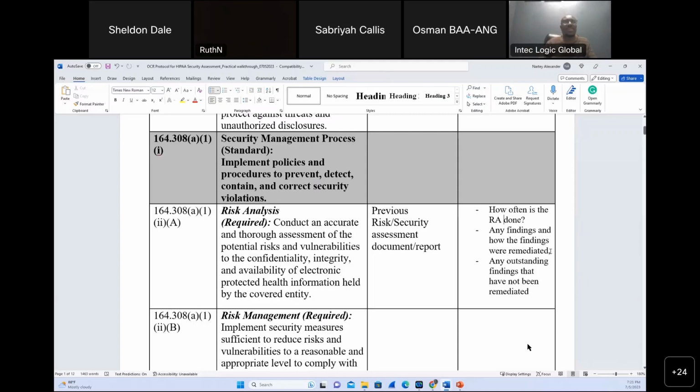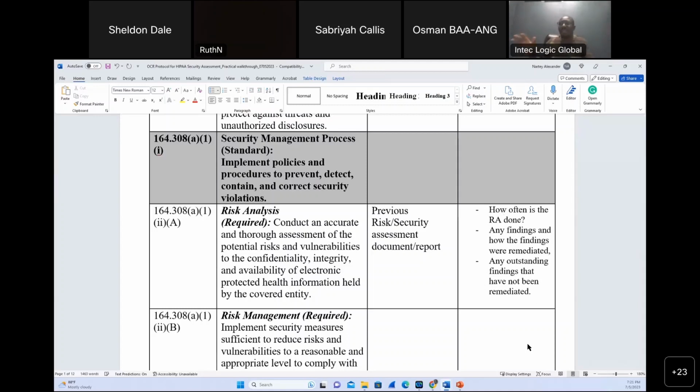Yes, when you perform assessment, you want to find your weaknesses. You want to find the areas where you are falling short, so that you can close those gaps, right? And when they did the assessment and found those gaps, did they close them? Did they fix those gaps? Are there any outstanding findings that have not been remediated?